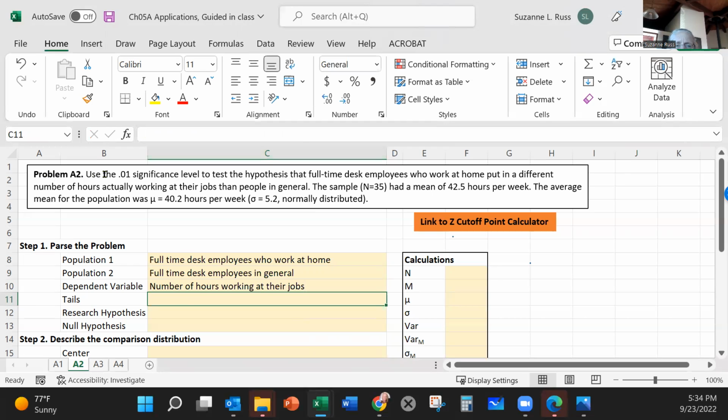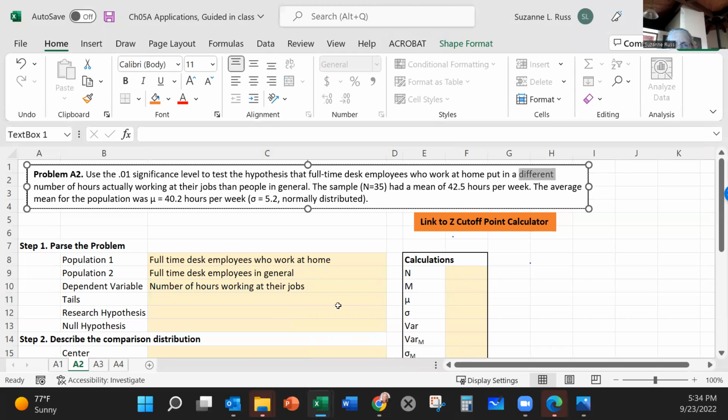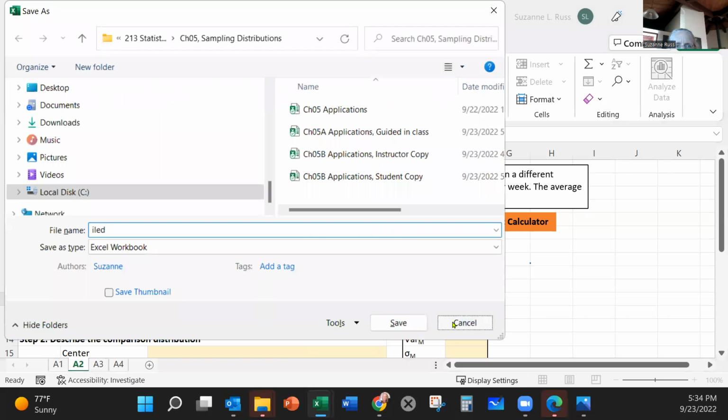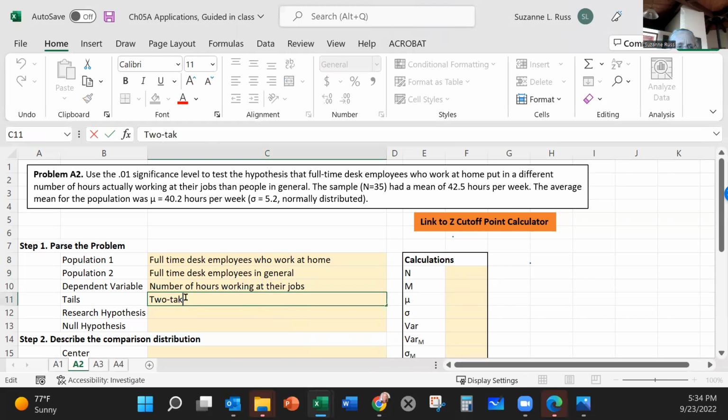We're looking for tails. I'm looking for words like lower or higher or different. And I see our word different right here. I know that we're looking at then a two-tailed test. Not sure what I just did there, but let's type that in properly.